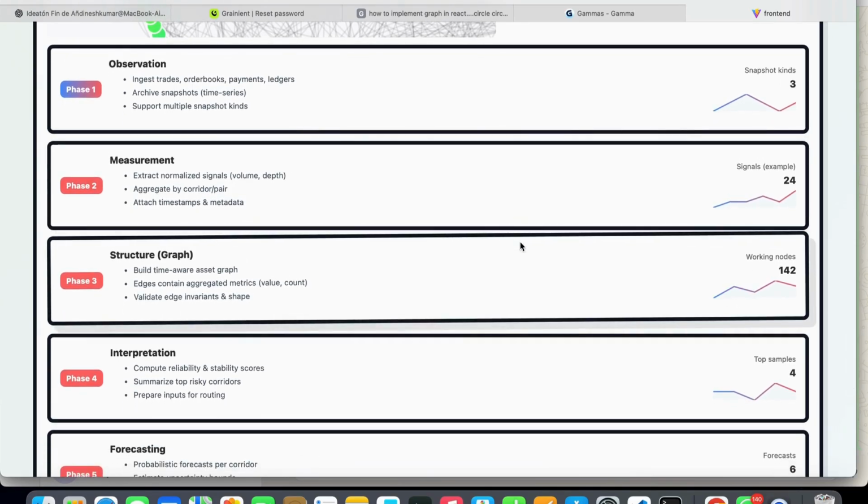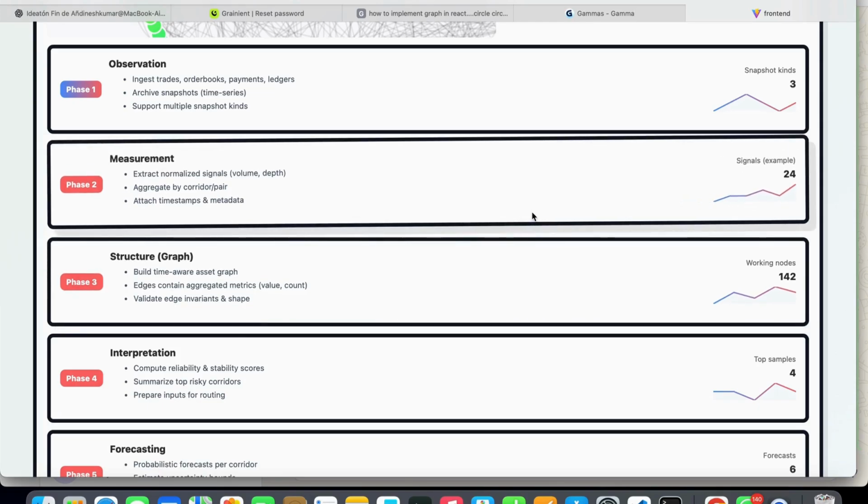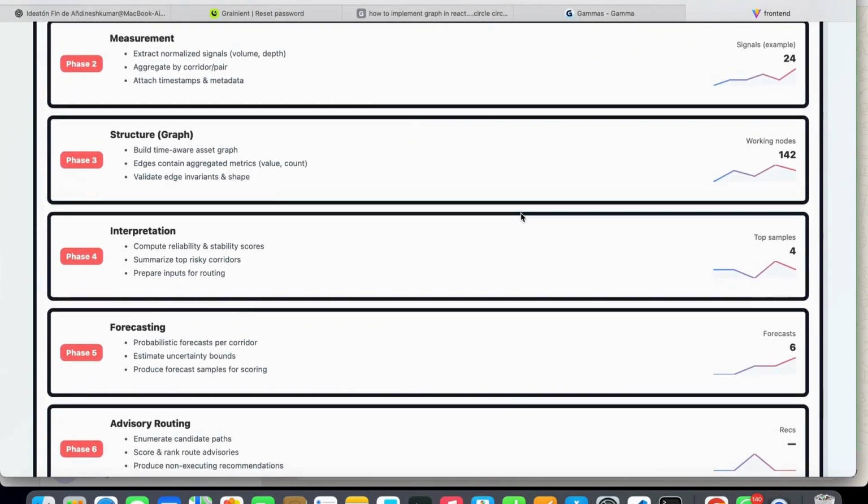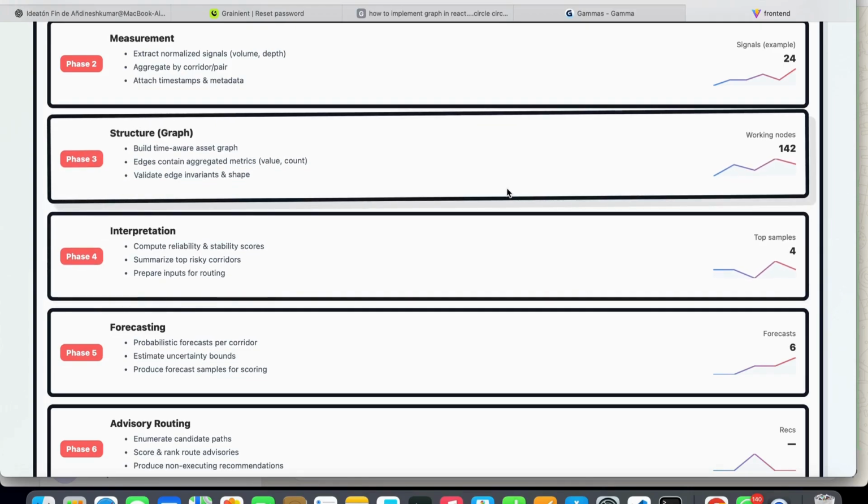Third, the signals are embedded into a dynamic graph. Assets and anchors become nodes, and conversion paths become edges weighted by multidimensional economic signals. This is where the circular graph you saw earlier is constructed. Fourth, each possible path is assigned a reliability score, a measure of how likely it is to succeed, not just how cheap it is.